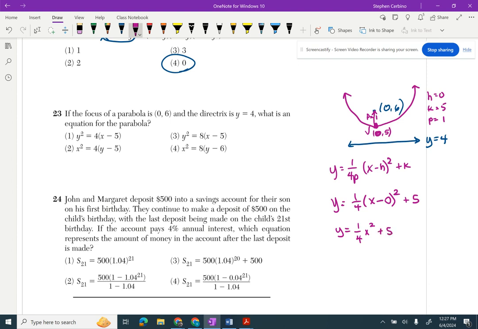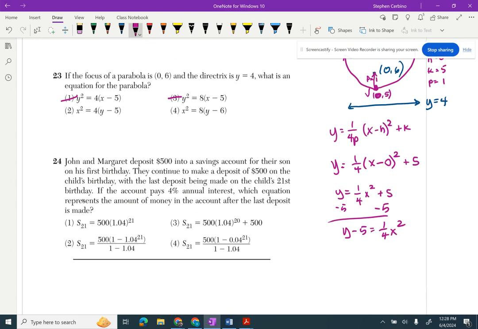Still not the choice, right? But you could probably cross off 1 and 3. I don't have y squared. I have x squared in my equation. And both of my remaining choices are equal to x squared. So I got to get x squared by itself. So I'm going to subtract 5. So I have y minus 5 is equal to 1 over 4 x squared. To get x squared by itself, I'd multiply both sides by 4. So I'd have 4 times (y minus 5) is equal to x squared, and that would be choice 2.